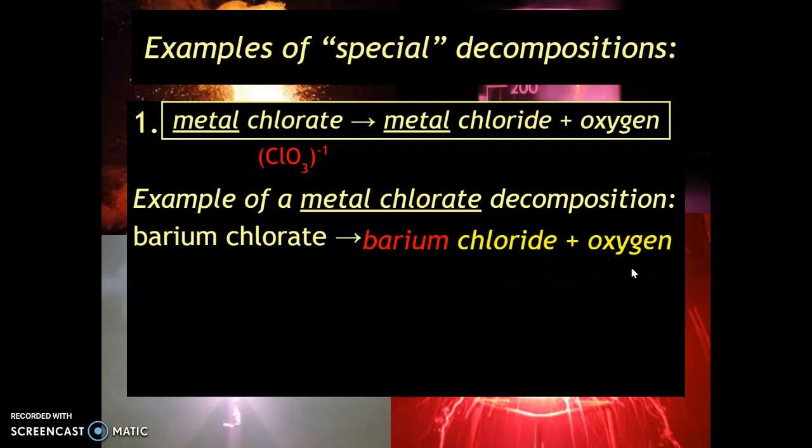And again, if you were to need to give me the formula of this, you would need to use your polyatomic ion table and be able to figure out the charges from the table as well, do your swap, drop, and chop, and all that good stuff. And the chloride and the oxygen will always be a part of the chlorate decomposition.